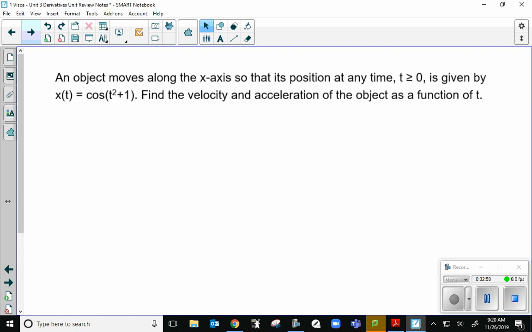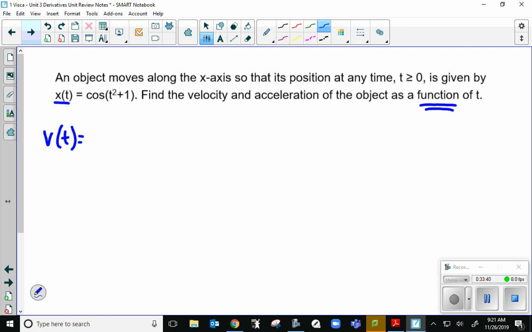An object moves along the x-axis so that its position at any time t, where t is greater than or equal to 0, is given by x of t. Oh, there it is, they call position x of t. That's fine. Let's not freak out. x of t equals cosine of t squared plus 1. Find the velocity and acceleration of the object as a function of t. We don't need to figure out a number for the velocity; they just want the function that represents velocity, and then the function that represents acceleration. So I know that velocity of t is the same thing as the derivative of position.